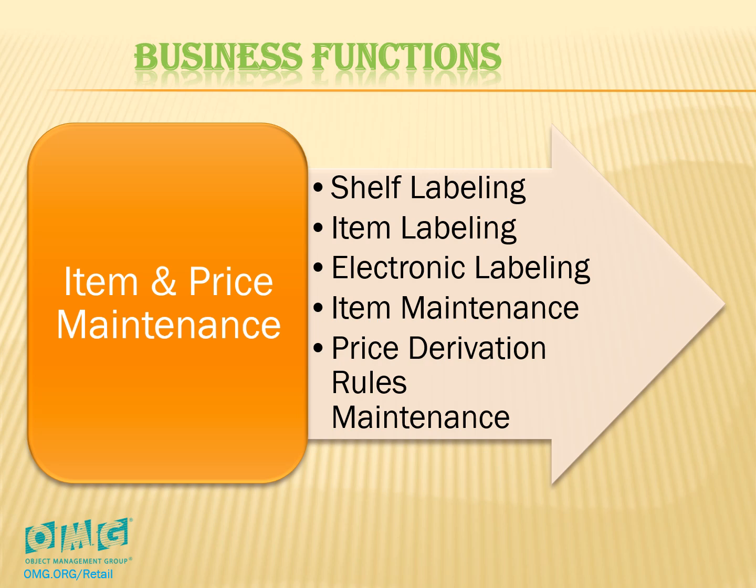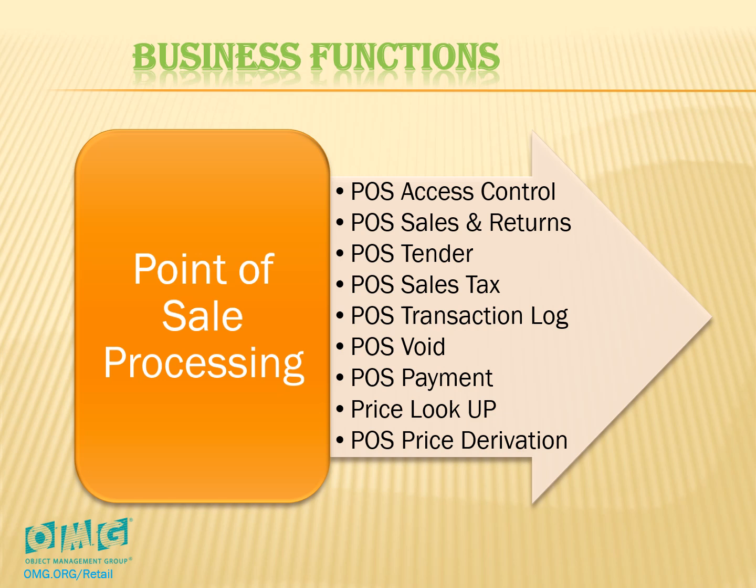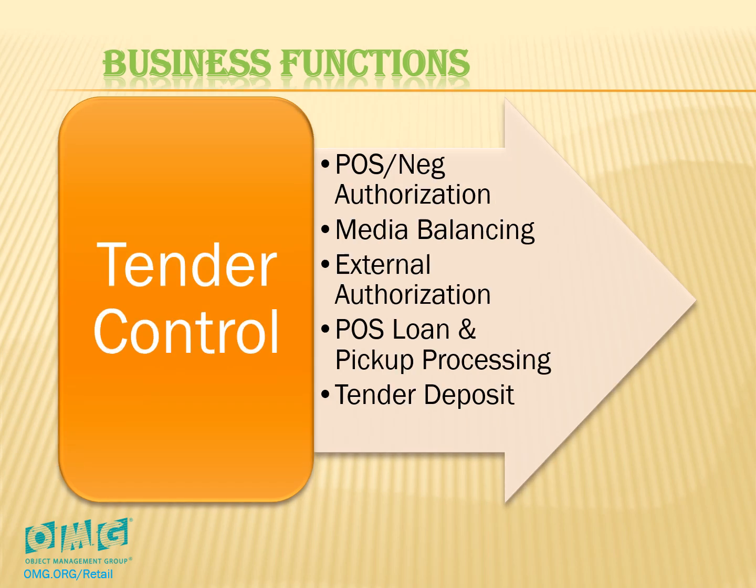In the item and price area, we deal with shelf labeling, item labeling, electronic labeling, item maintenance, and price derivation rules maintenance. The business functions around the point of sale processing deal with access control, sales and returns, tender, sales tax, the transaction log, void, payments, price lookup, and price derivation. All necessary things to run your point of sale. The tender control deals with positive and negative authorizations, media balancing, external authorization, pay loans and pickup processing, and finally tender deposits.